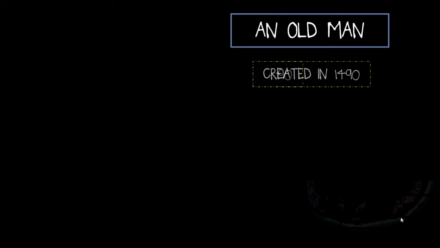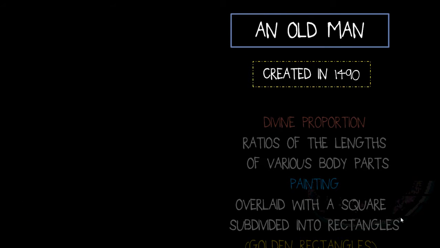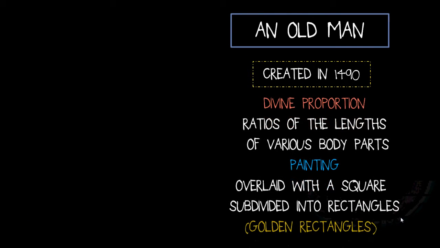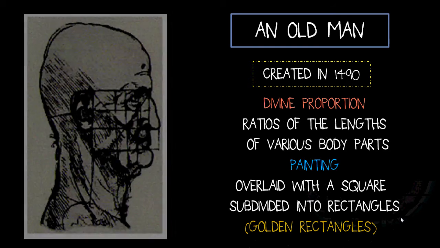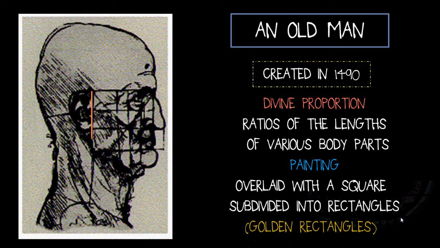An Old Man. Created in 1490, Da Vinci explored the human body involving the ratios of the length of various body parts. He called this ratio the divine proportion and featured it in many of his paintings. His drawing of an old man can be overlaid with a square subdivided into rectangles, some of which approximate golden rectangles.